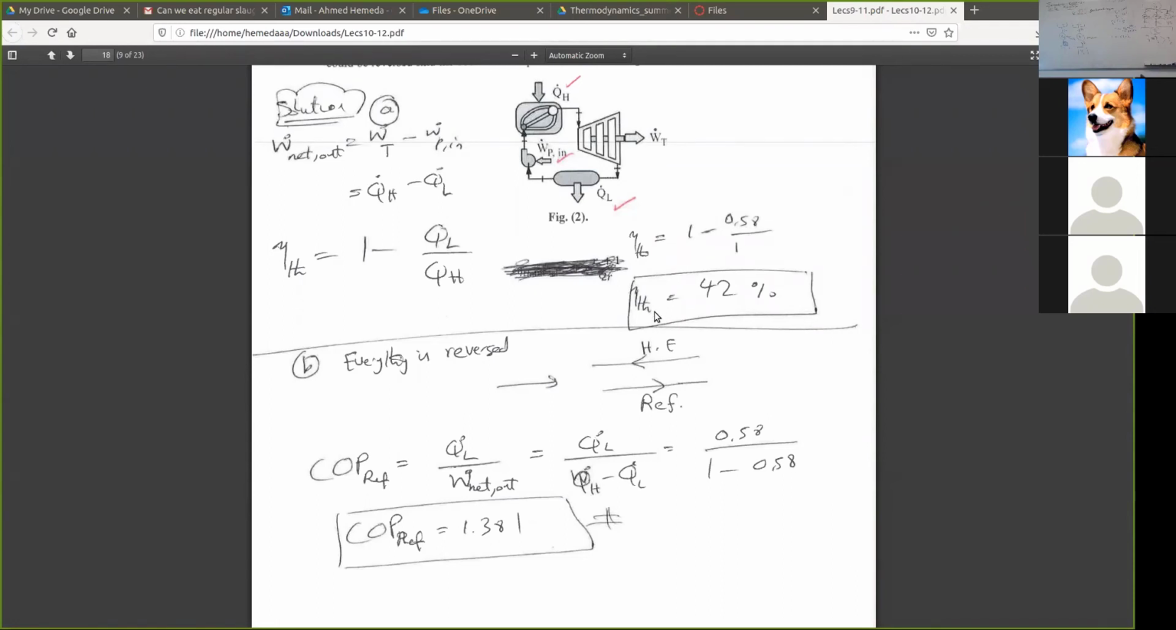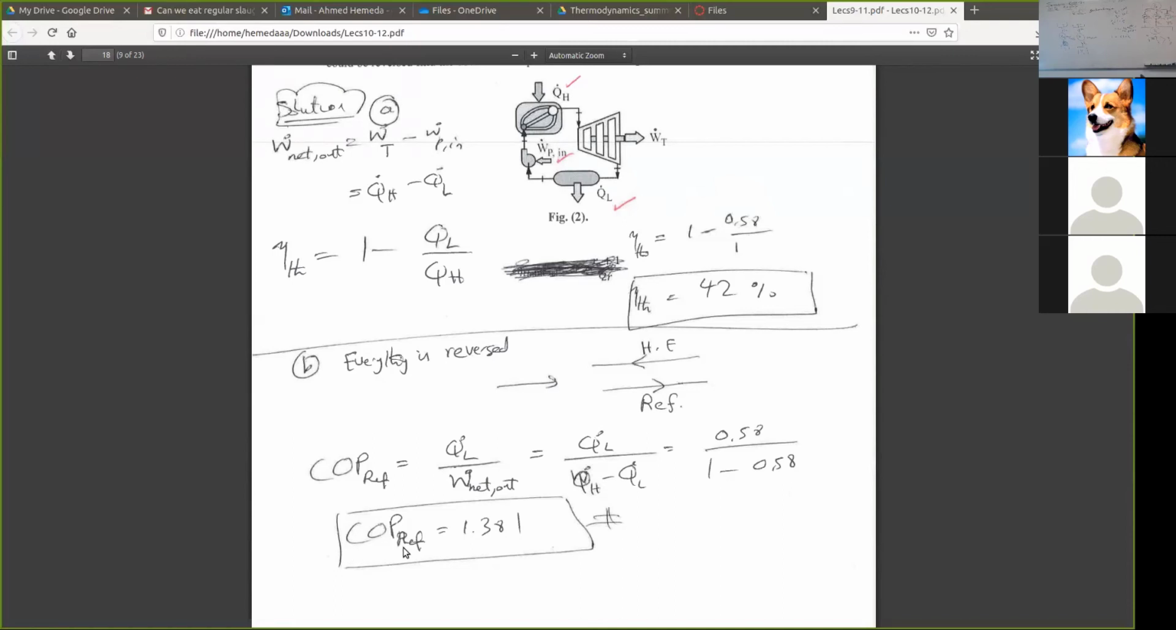Thermal efficiency is always lower than 1. 50%, 45%, 42%, 30%, 20%, some engines 20%. By the end of the course, I will give you some examples in our life with a very low efficiency and how bad we are in using the energies.